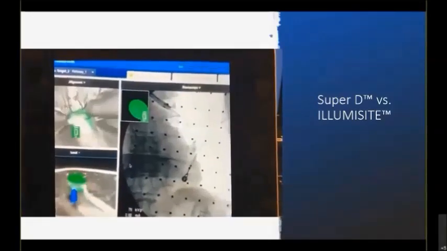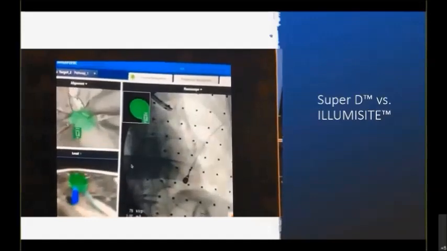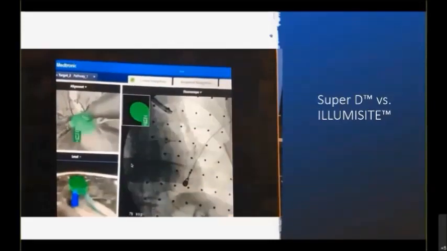Now this is the difference with the Lumicide. As you can see, you actually can see the target, you can see the fluoroscopy, and you can actually see the needle, the image actually going up and down as you agitate with a needle.